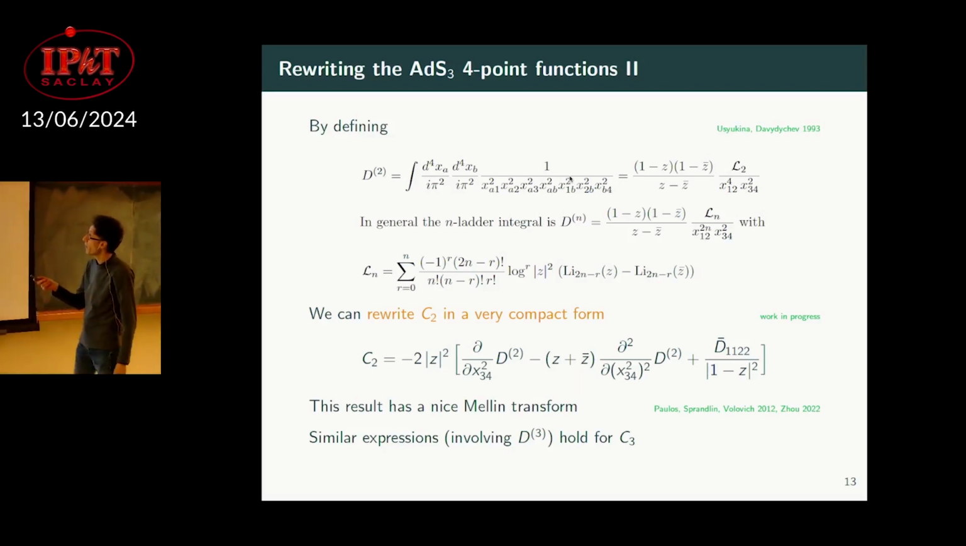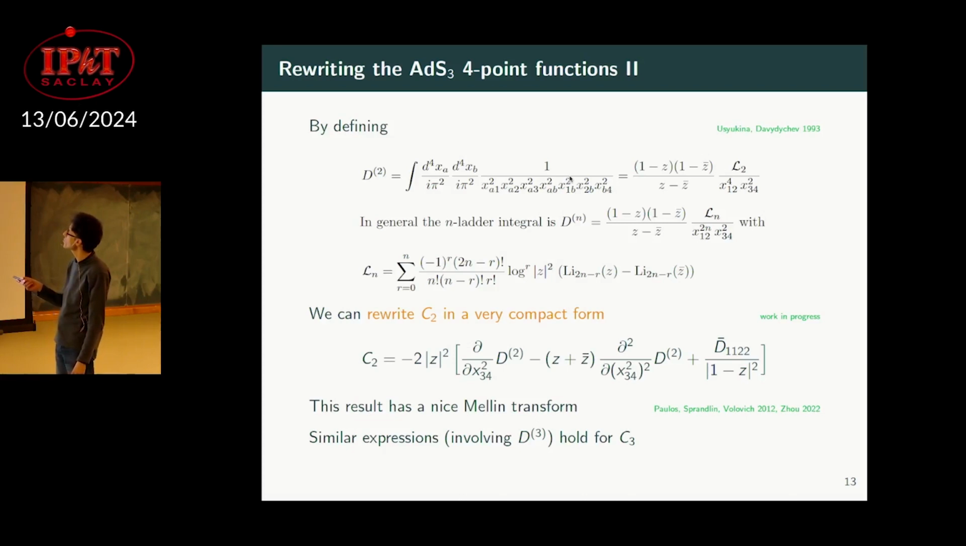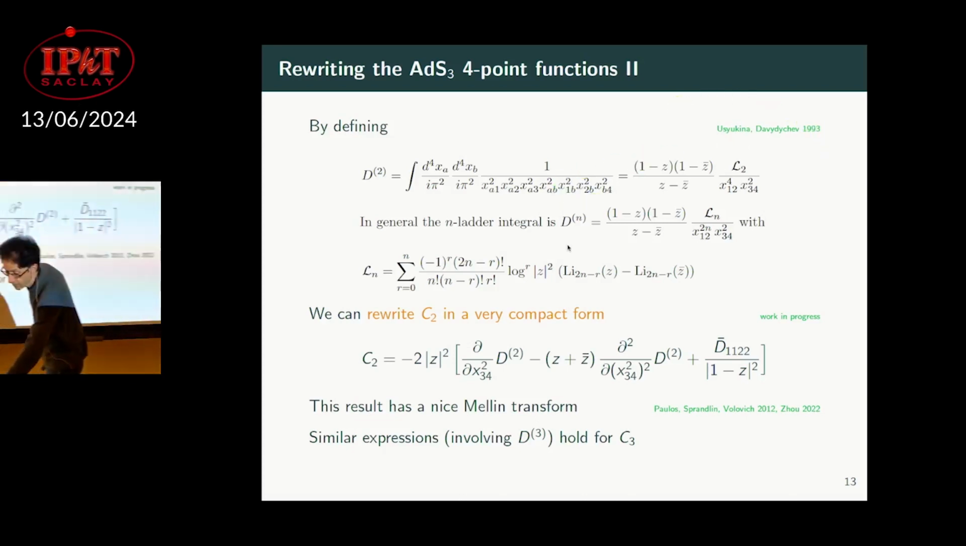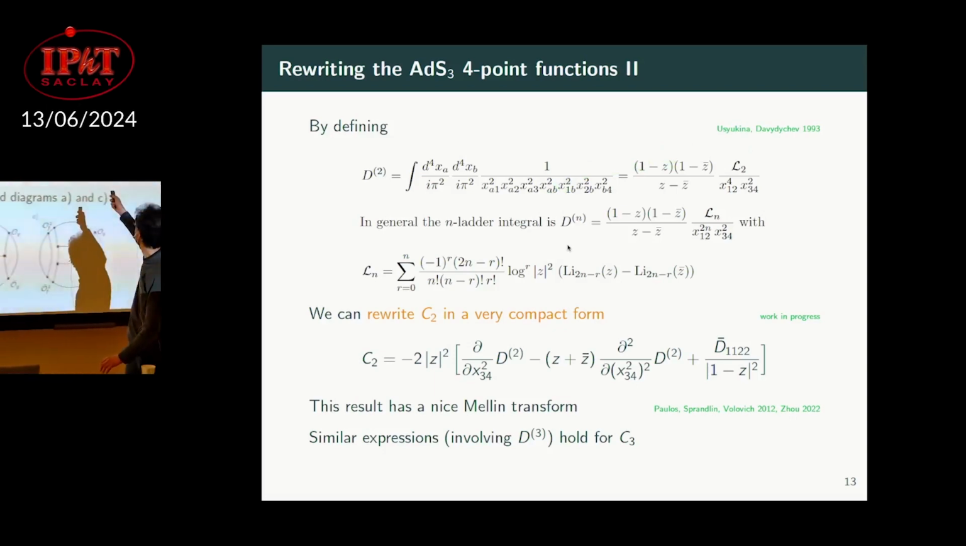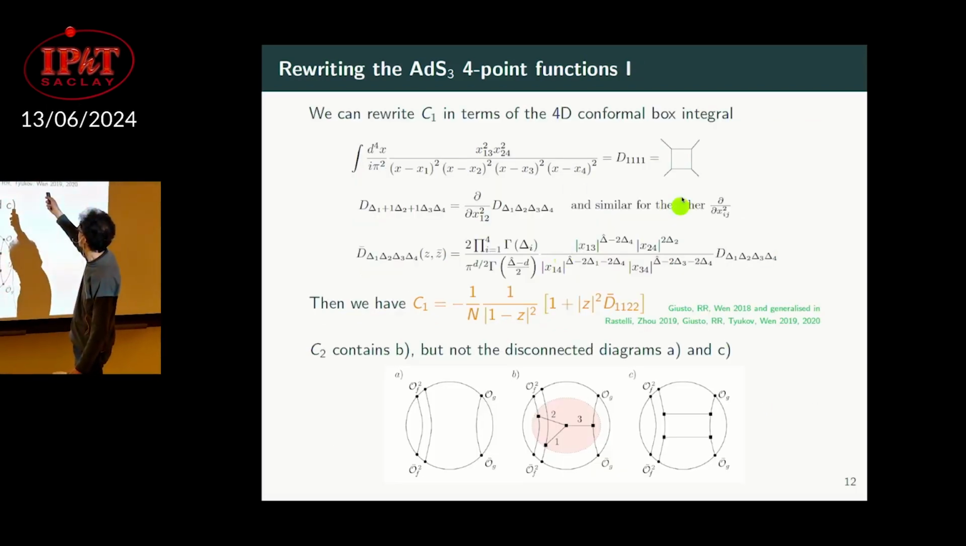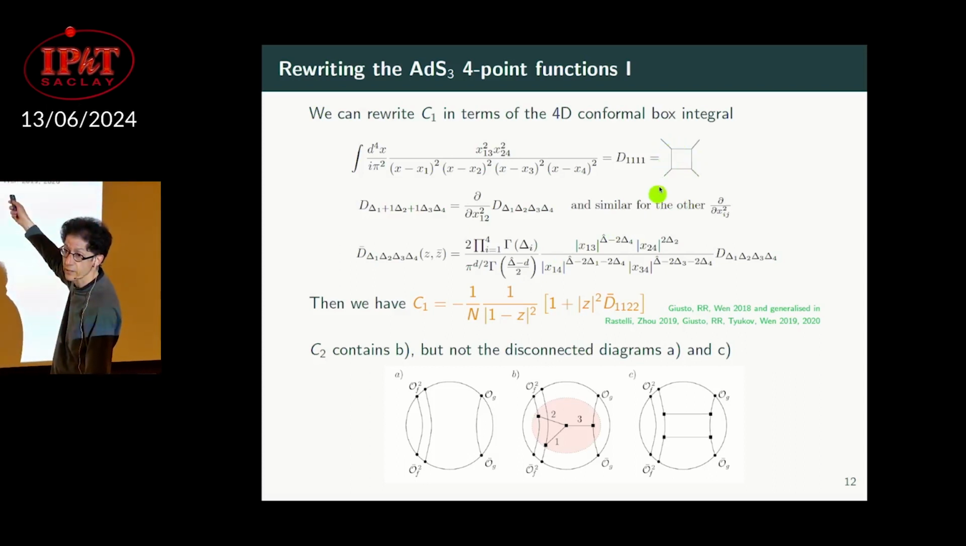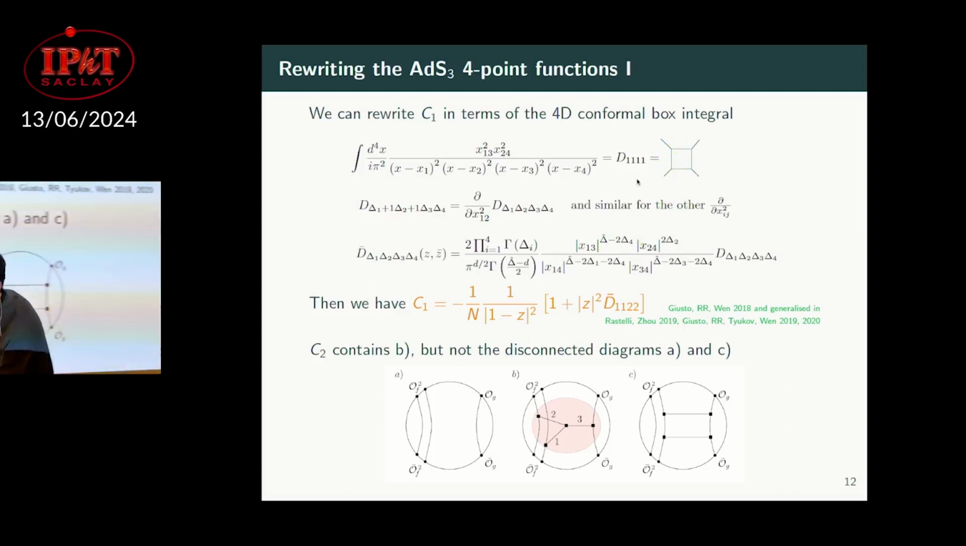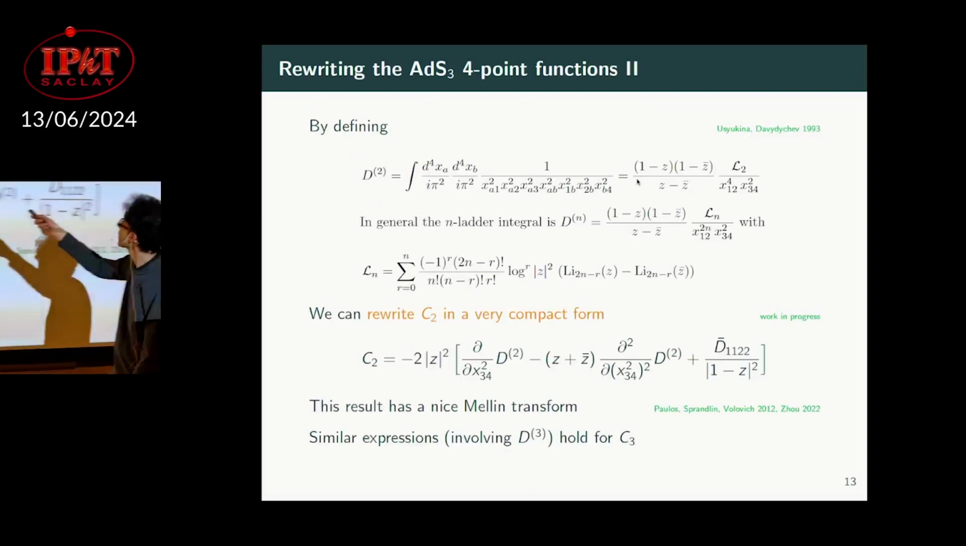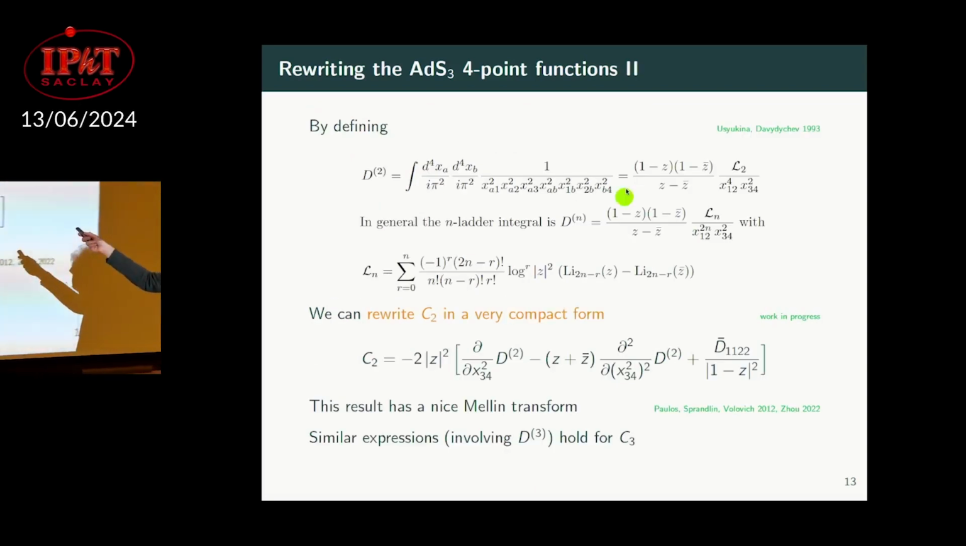So you can define a generalization of the one loop box integral, where instead of having one loop, you have two loops. So a ladder diagram with a propagator in the middle. You can define a conformal integral. You can check that this is a conformal integral.